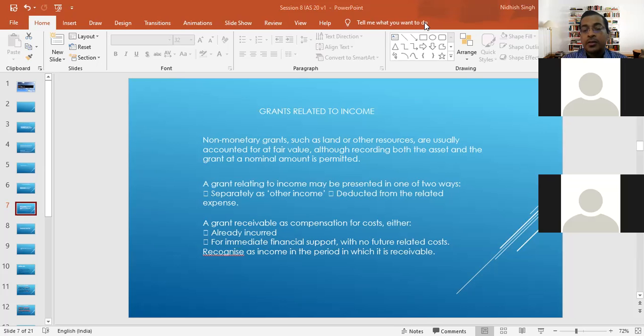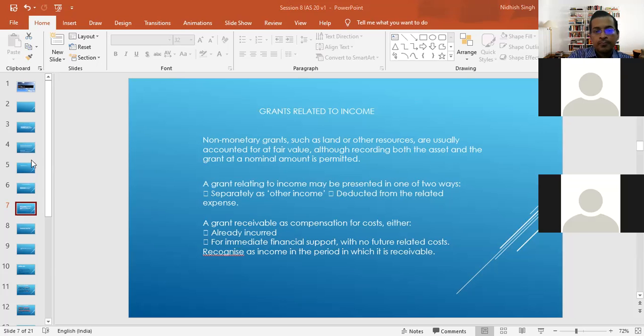Second is the immediate financial support with no future related cost. No future condition relates to this. It's just that you have started a business and you are facing a problem. You want to do the research in robotics for defense. The government will give the immediate compensation, saying okay, you can continue to operate and do the research, and we will finance your research, maybe 50%, 75%, or 100%. So that is purely on the condition that you incur the cost and we will finance your cost.